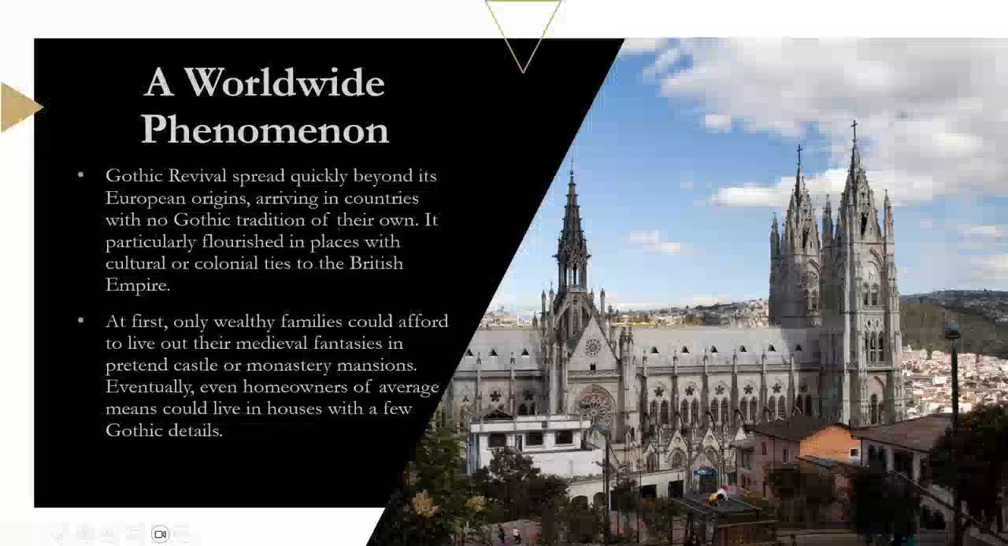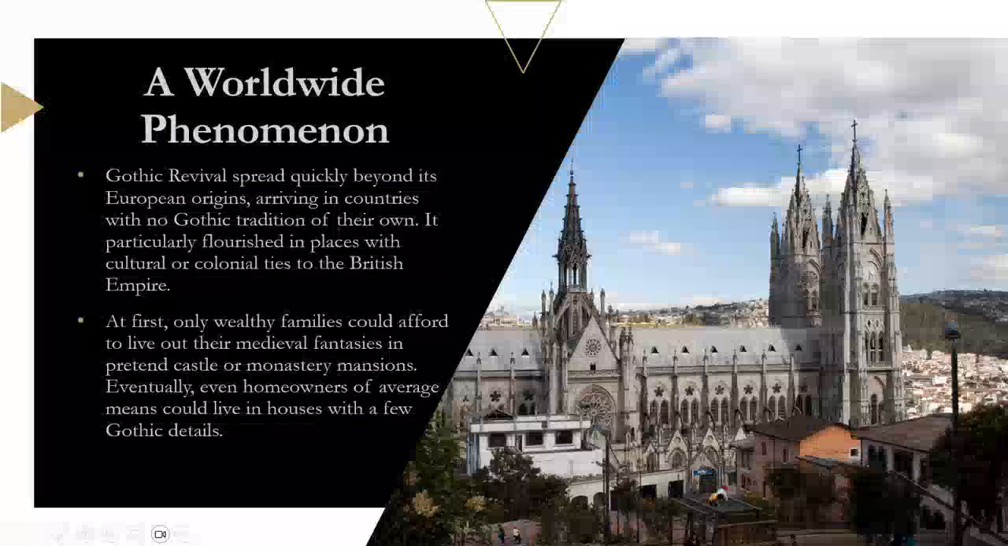Gothic also enjoys an association with colleges and other places of learning, because Europe's earliest universities were founded during the same period that the Gothic style was current. The fact that Gothic remains emblematic of both Christianity and higher education is largely due to countless Gothic revival examples of both institutions. However, the Gothic revival has also been used for many other functions, including public buildings like libraries and train stations, and private homes both grand and modest. At first, only wealthy families could afford to live out their medieval fantasies in pretend castle or monastery mansions. Eventually, even homeowners of average means could live in houses with a few Gothic details.